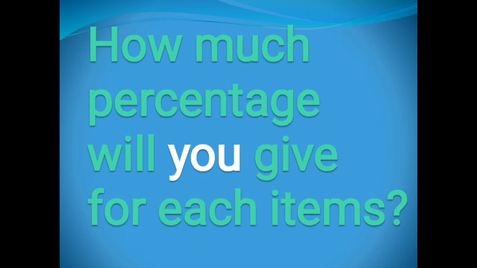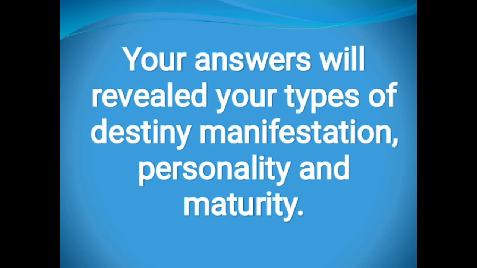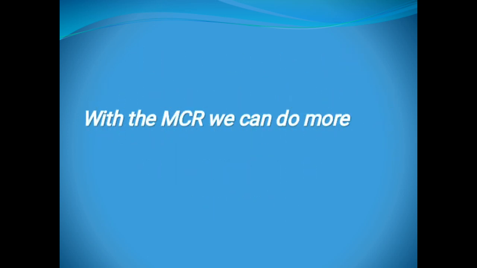But let's look at this. How much percentage will you give for each of the items? How much will you give for personal need, family need? Your answer will reveal your type of destiny manifestation, destiny personality, and maturity. The answer you give will reflect what type of maturity you have, what type of destiny personality you have, and what type of destiny manifestation you are currently exhibiting. So with the MCR, we can do more.